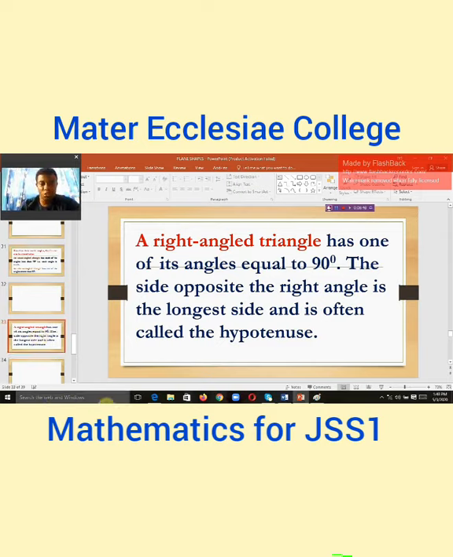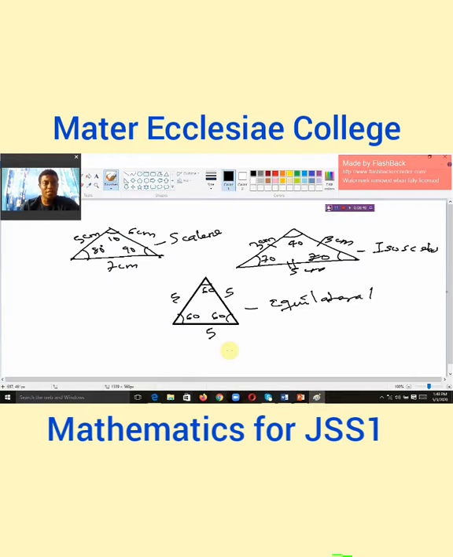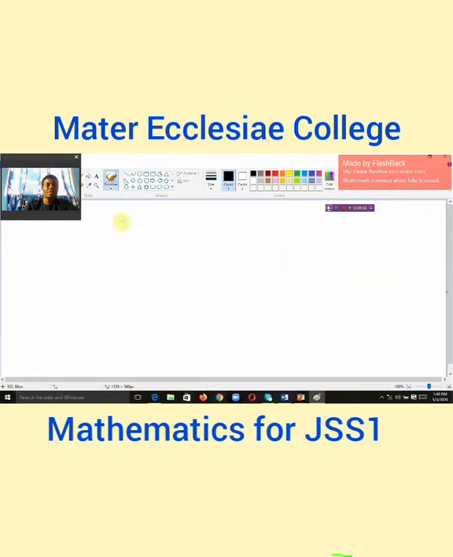So let me illustrate this on the white marker board. Like we said earlier, for an acute triangle, all the interior angles are less than 90 degrees each. And for obtuse, one of its angles is above 90, and for a right angle triangle, it has one of its angles to be 90 degrees. So I'm going to draw the three types.